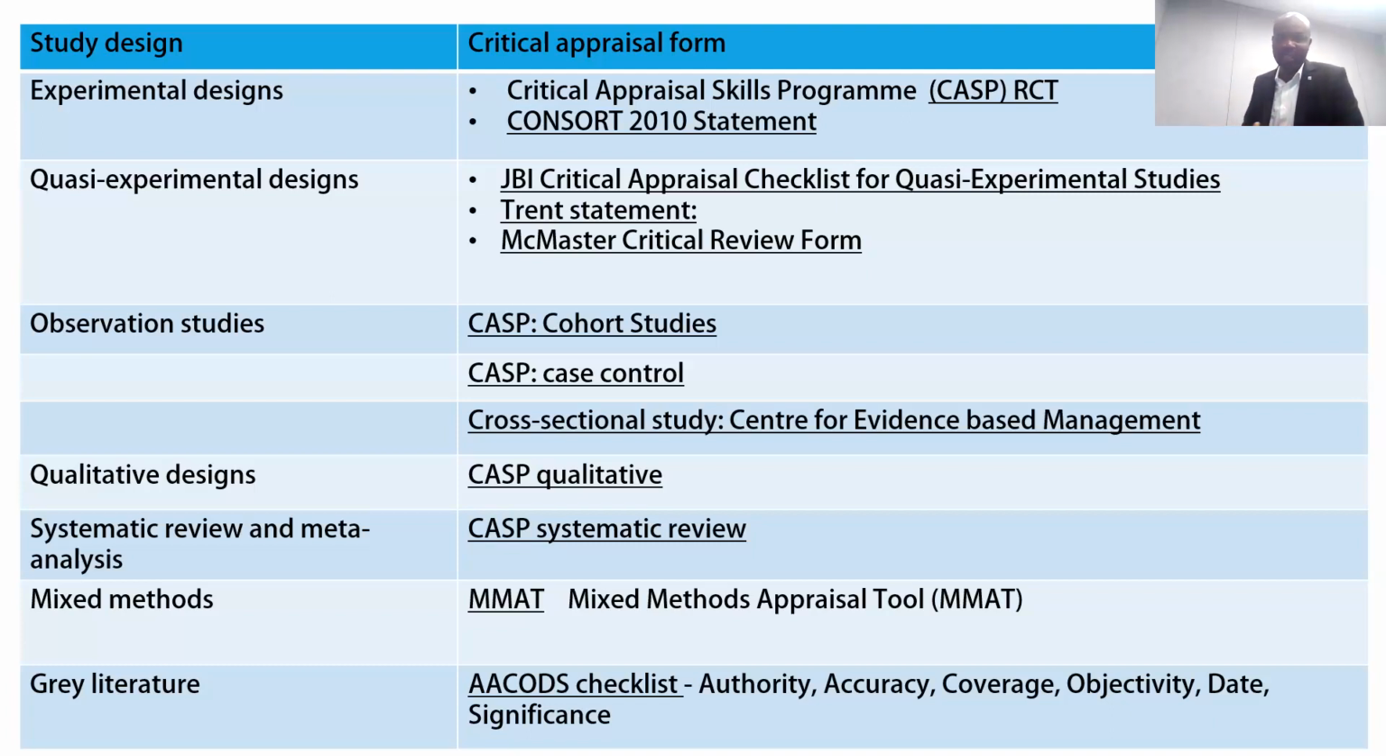Or there are other ones like the TREND statement or the McMaster critical review form. These are all checklists. You pick, take the paper, and of course, using the checklist, go through your paper and see whether this paper meets these standards to be fit for use for your review as a quasi-experimental design.